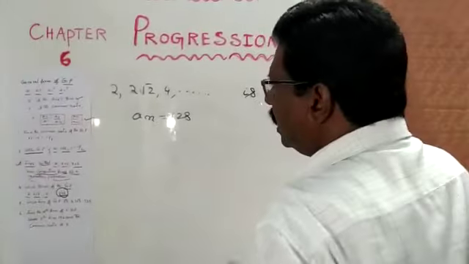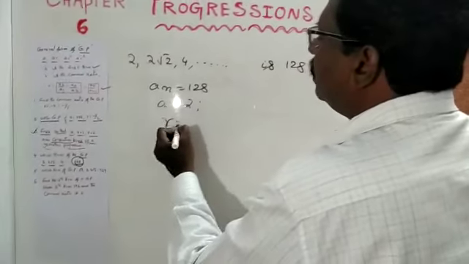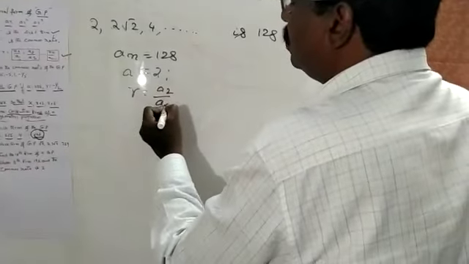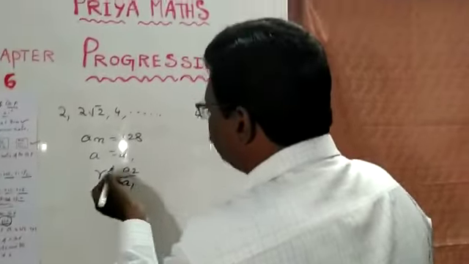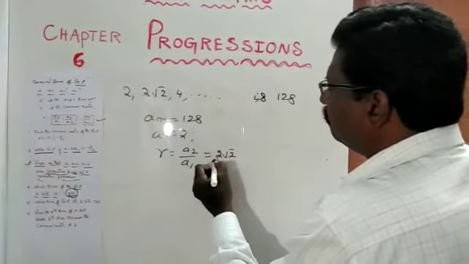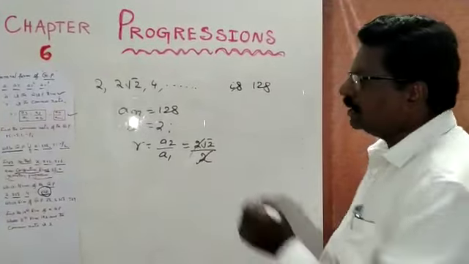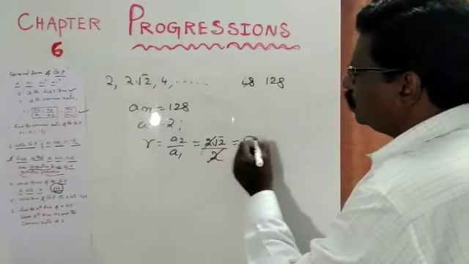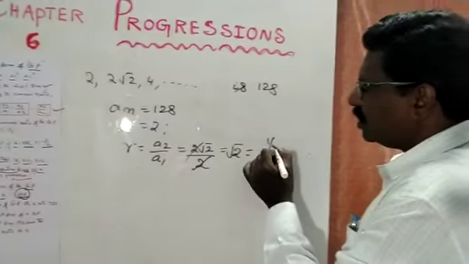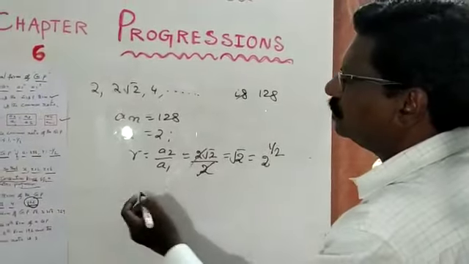You have to observe. Next, a is equal to 2 and r is equal to a2 by a1. Already he said this is a GP, that's why you have to write it one time. a2 means 2 root 2 by 2. 2 cancels, remaining value 2 root 2. Root 2 we write as 2 to the power of 1 by 2. Okay, r is equal to 2 to the power of 1 by 2.